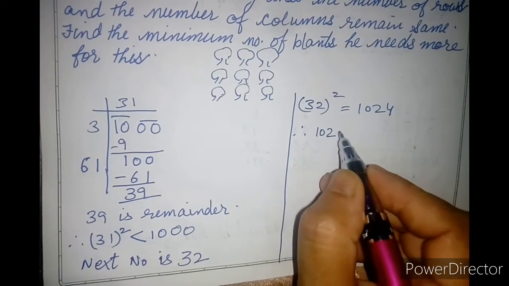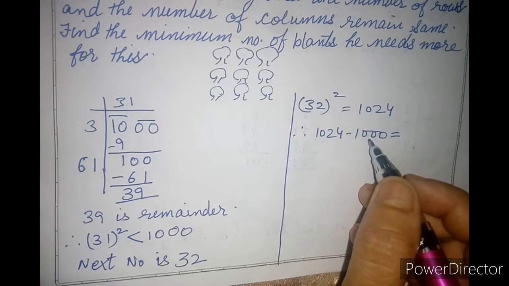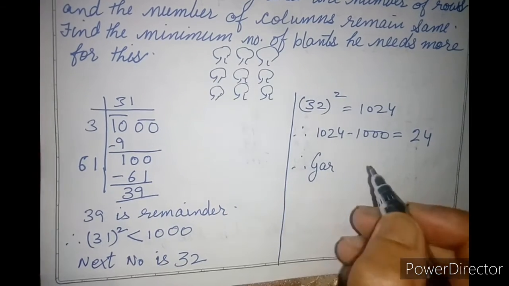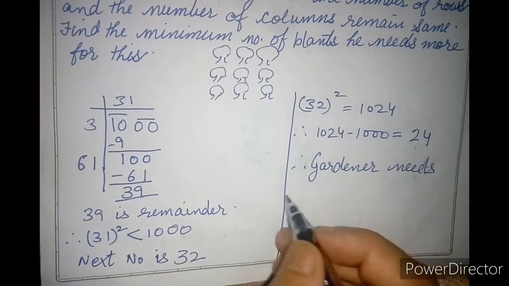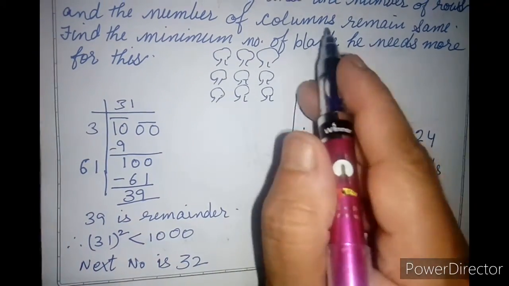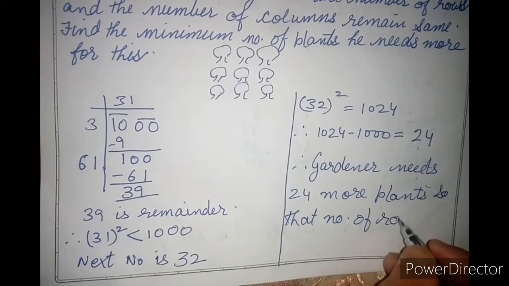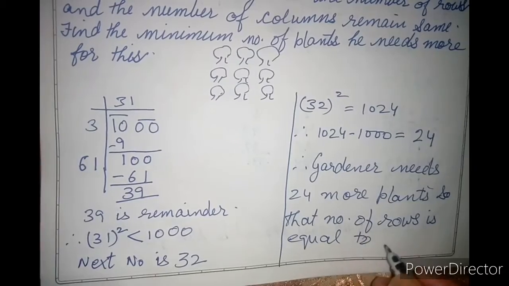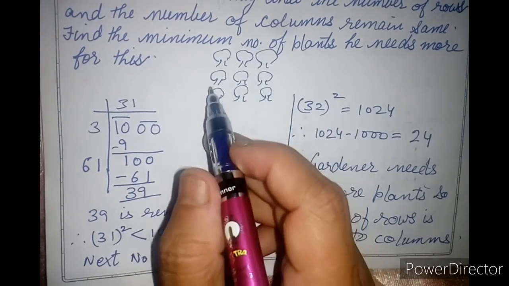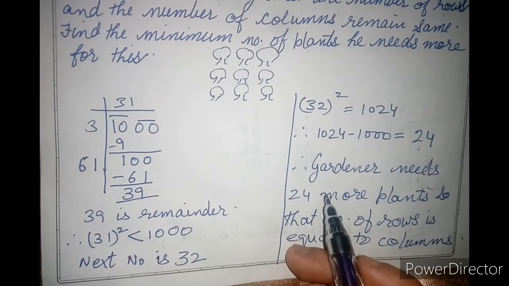Therefore 1024 minus 1000 is equal to, because after 1000 we need 1024, and the gardener already has 1000 plants, so we subtract and get 24. Therefore the gardener needs 24 more plants so that the number of rows is equal to columns. It will be a perfect square if the number of rows and columns are equal, as we did with squares, so he will be in need of 24 more plants.